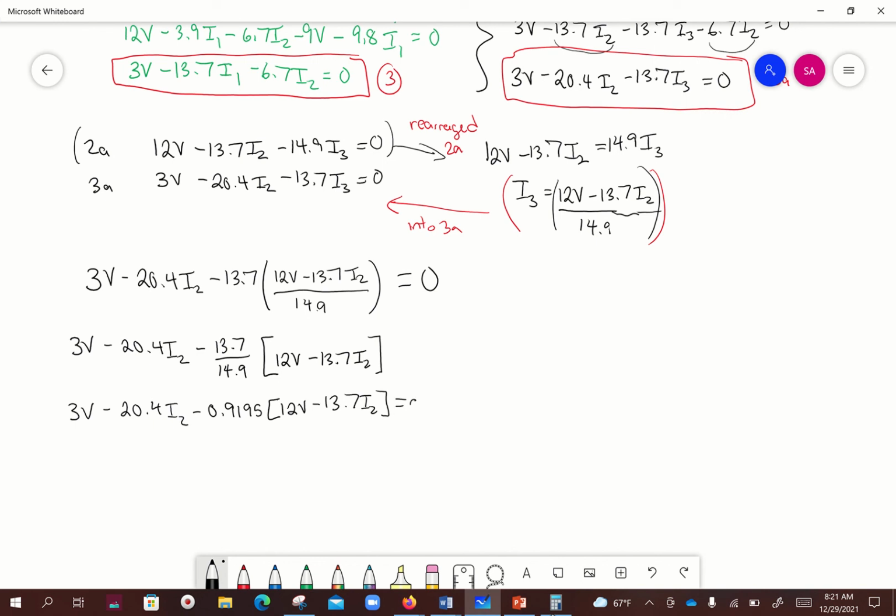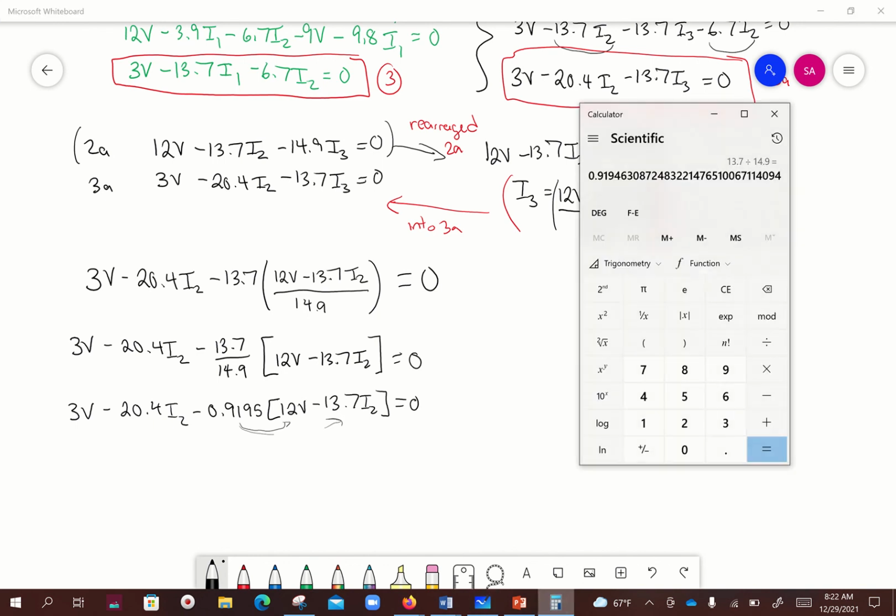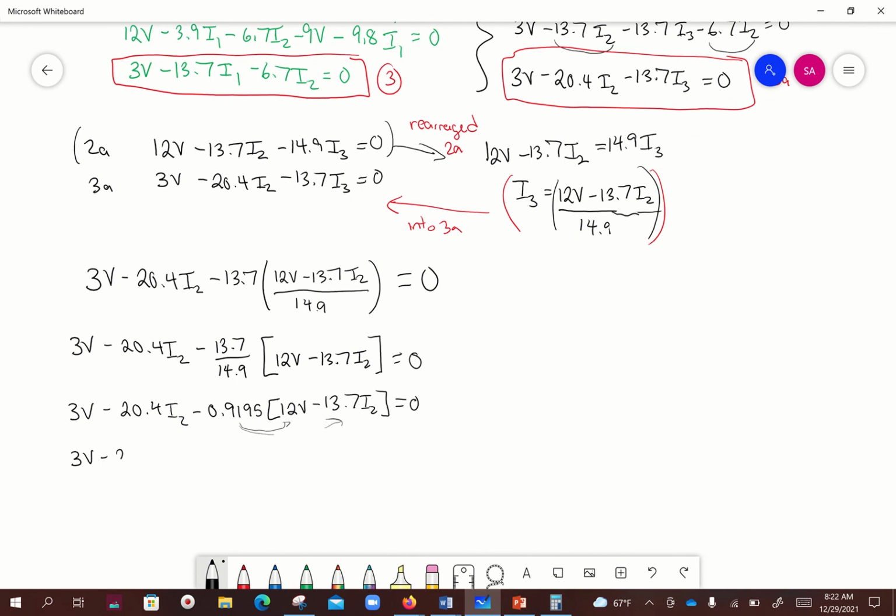Okay, equals 0. Gotta put my equals 0 every time. All right, so now I'm going to take this 0.9195 and distribute it in there. So I'm going to multiply by 12, and I'm going to multiply by 13.7. First let's do it times 12. I get 11.03. So 3 volts minus 20.4 I2 minus 11.03.